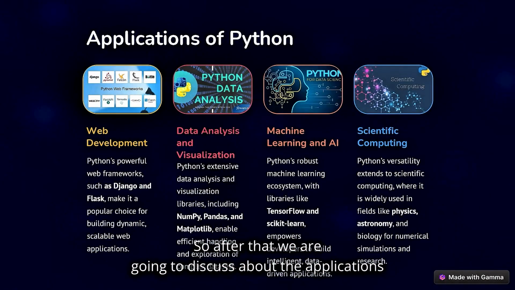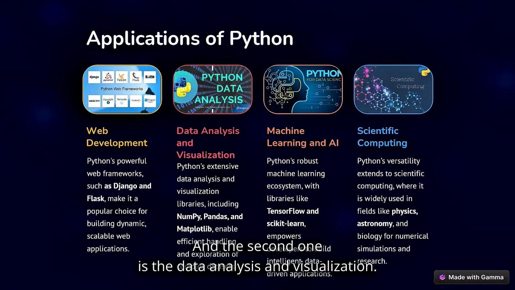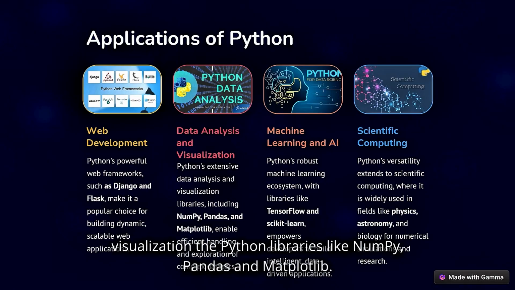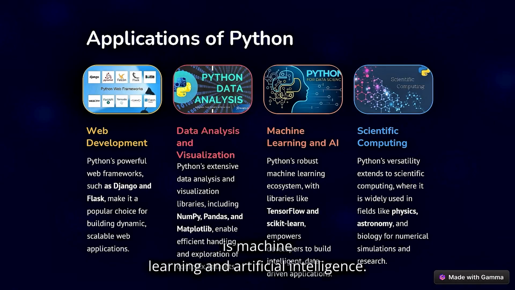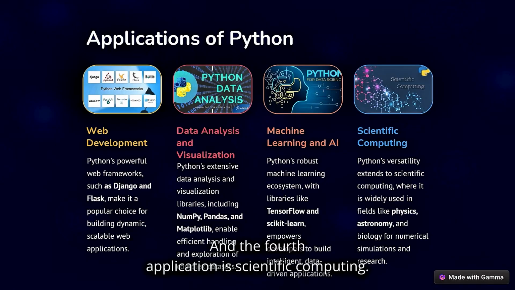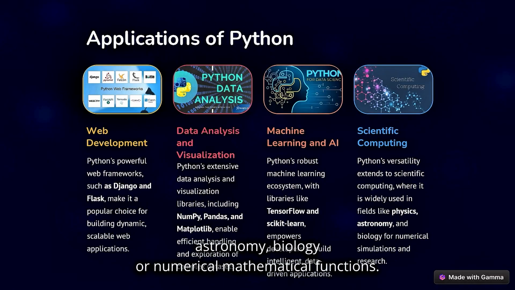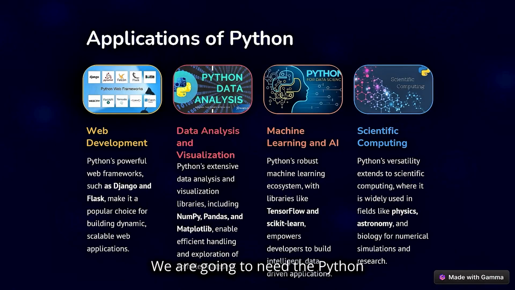After that, we are going to discuss the applications of Python. The first one is web development. You know the frameworks like Django and Flask, we can use those frameworks for our project. The second one is data analysis and visualization. For that, Python libraries like NumPy, Pandas and Matplotlib. The third application is machine learning and artificial intelligence. For machine learning, libraries like TensorFlow and scikit-learn, we are going to need these libraries for our machine learning projects. And the fourth application is scientific computing. For scientific computing like physics, astronomy, biology or numerical mathematical functions, we are going to need the Python libraries for executing that. So these are all the applications where we can use the Python language.